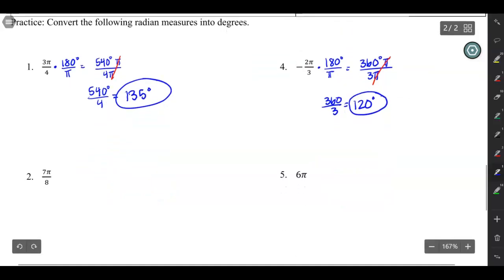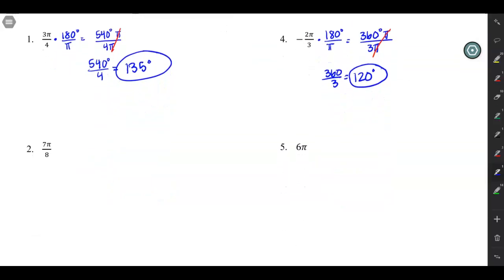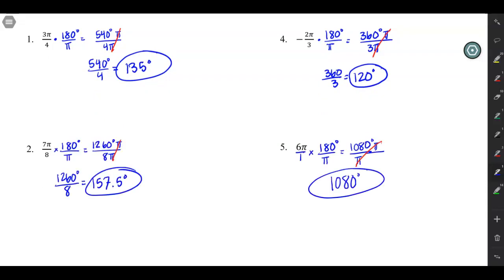Okay. All right, I'm going to go ahead and practice on 2 and 5. So hit pause, do a practice on your own, and then come back and check your answers. So if you did these ones right, you should have gotten 157.5 degrees and then 1080 degrees. So one thing to look at is that in number 2, we did end up with a decimal. That's perfectly fine. And in number 5, I changed the 6 pi into a 6 pi over 1 before I started multiplying.